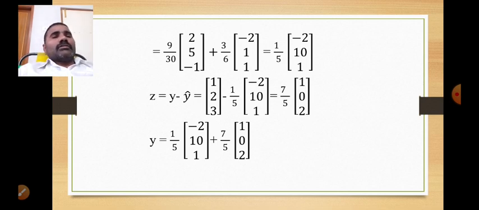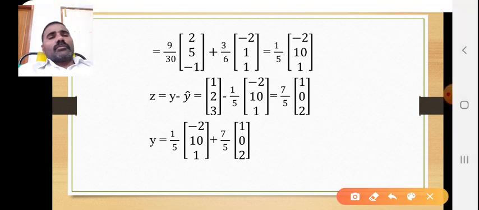And then z is equal to y minus y cap. Y is 1, 2, 3 and y cap is 1 by 5 minus 2, 10, 1. By simplifying this, we will have 7 by 5, 1, 0, 2. Therefore, y is equal to y cap plus z. Y cap is 1 by 5 minus 2, 10, 1, and z is 7 by 5, 1, 0, 2, and these two are perpendicular to each other.